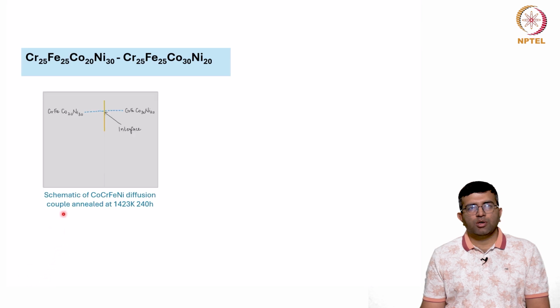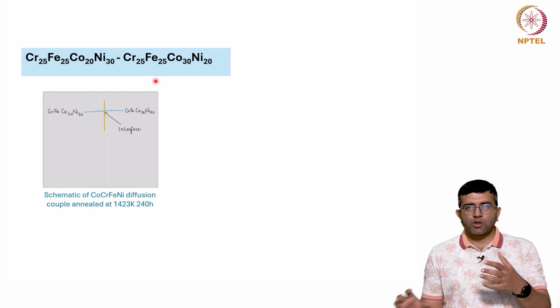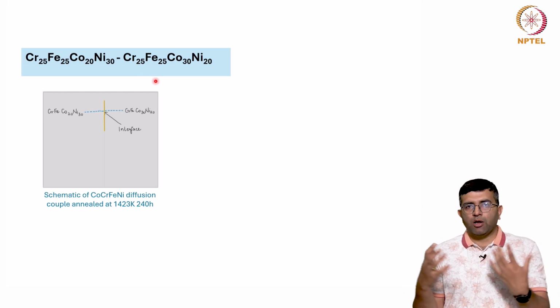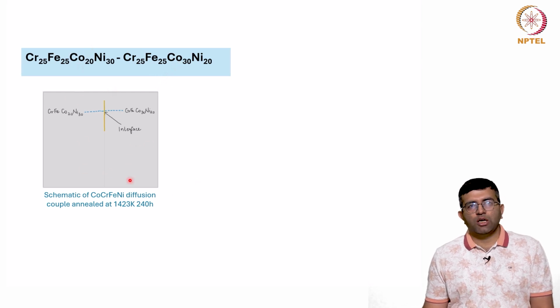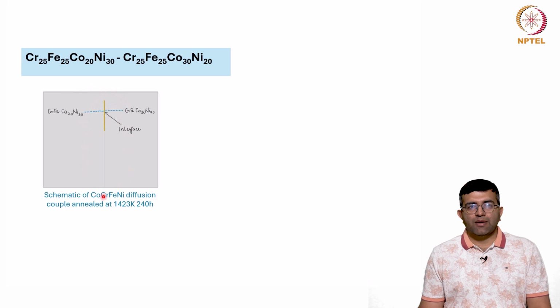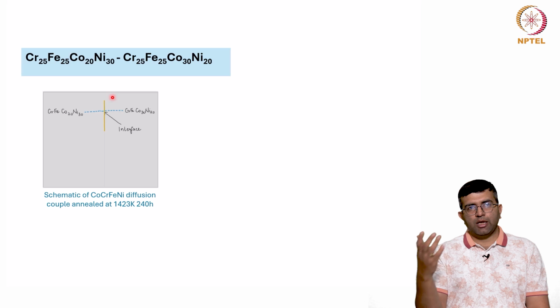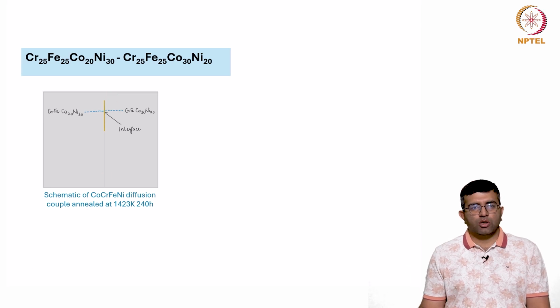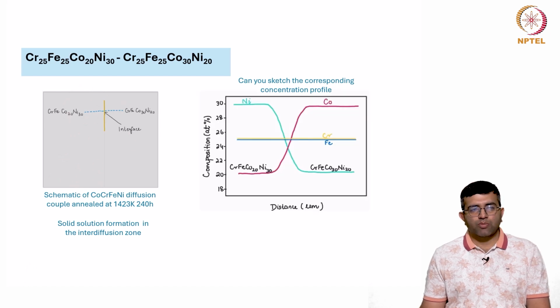Interestingly, in this particular diffusion couple, even though it is a 4-component system, because this alloy system has a wide single phase region, you see only a solid solution phase developed. In fact, in the SEM micrograph you cannot even make out anything. This is reproduced from a paper, again from our research group, but it is difficult to sketch the composition profile, to be honest, because the contrast is not so clear. So, I will show you directly how the composition profile looked.